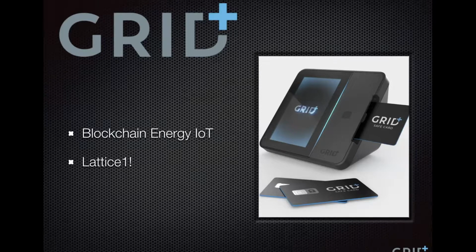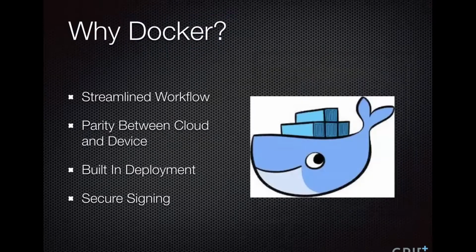To do this, we decided to go with Docker and Docker Compose to orchestrate our services. This gives us a few key benefits. We have the normal streamlined Docker workflow, all the good isolation type stuff it gives you. It also gives us parity between our cloud environment and our device. So we can develop our code, test it in the cloud, test it on our machines, and push it to this embedded device and have the confidence that it's going to run the exact same way. It also gives us some nice deployment features to piggyback off of, including secure signing using Docker Content Trust, which on the back end is actually Notary, which hooks in with our whole system to make sure we can deploy things securely.